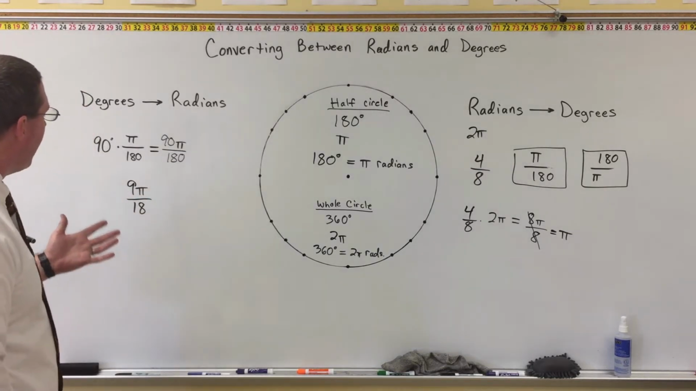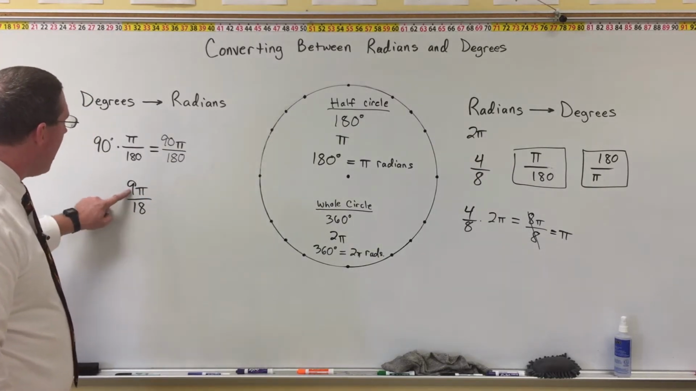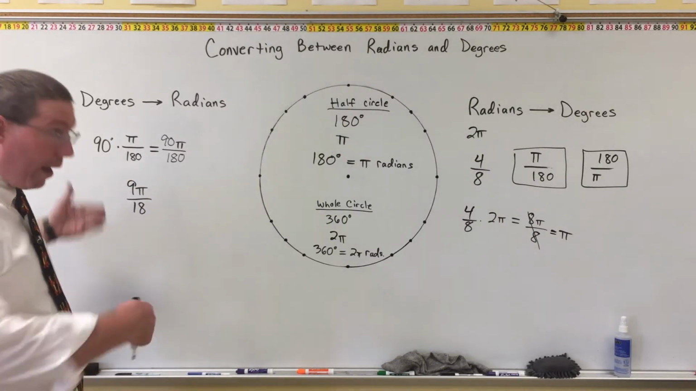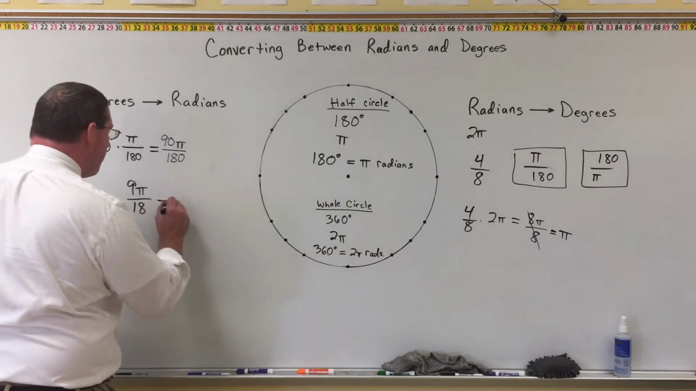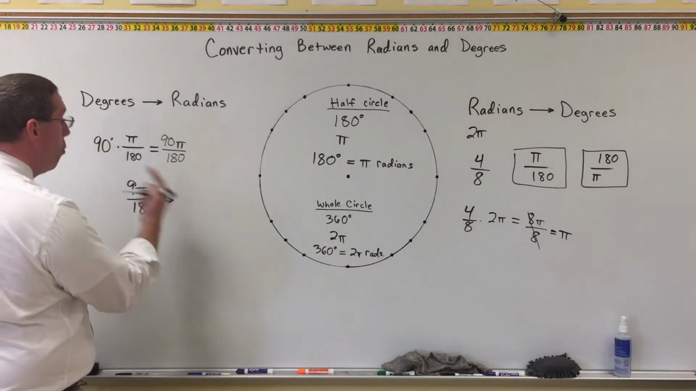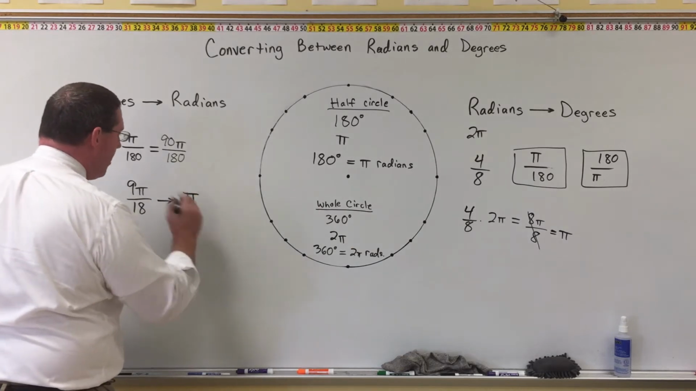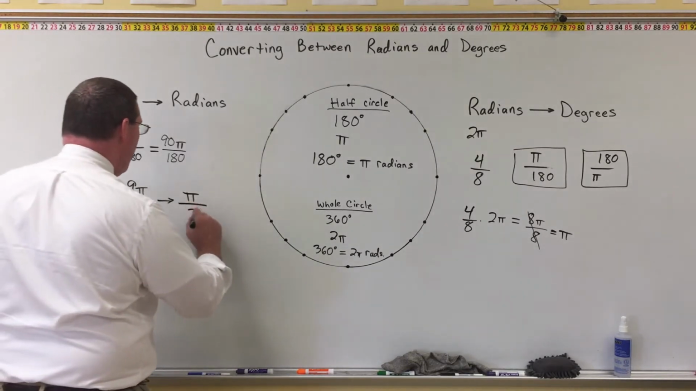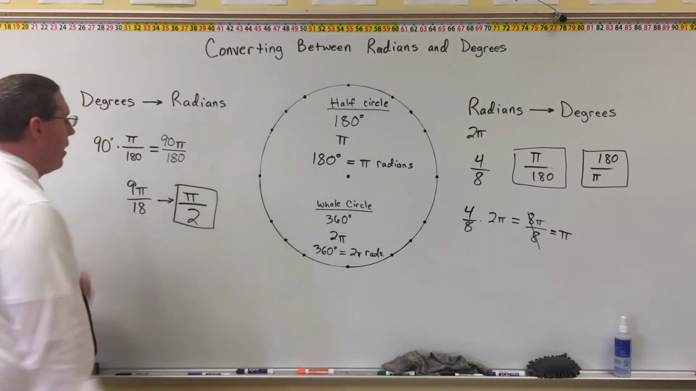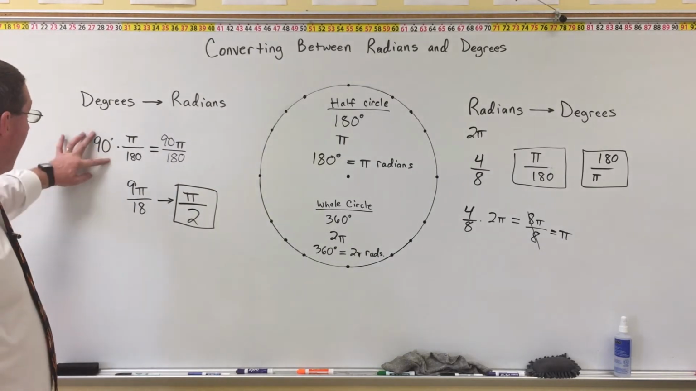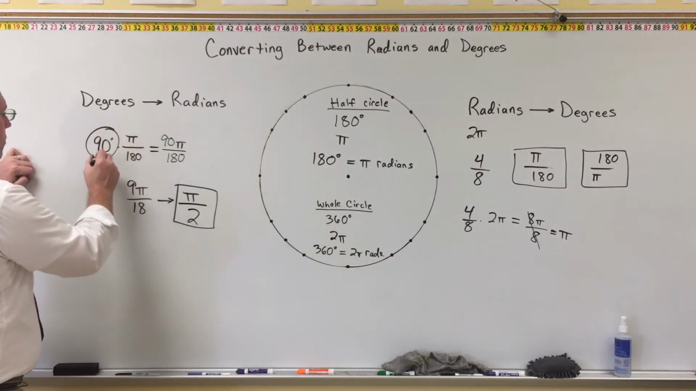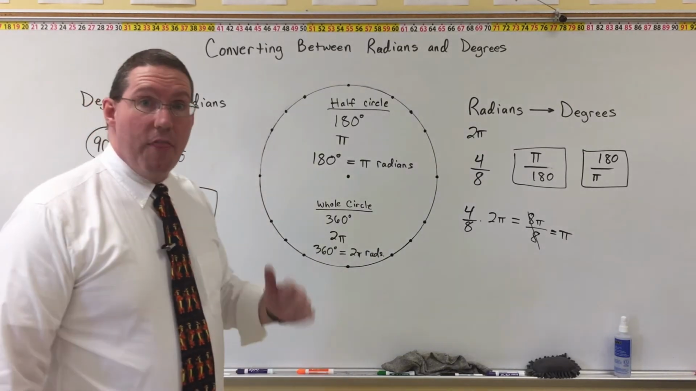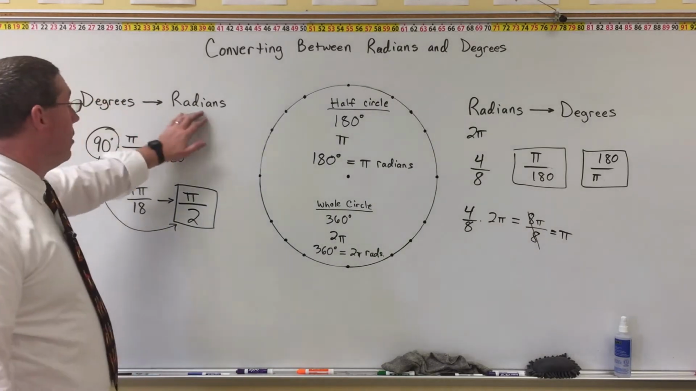But now I look at it again and I say, hey, wait a minute. I also know that 9 is divisible by 9 and 18 is also divisible by 9. So I can reduce it even further. So this is actually going to become 9 divided by 9 is 1. So that means I'm just going to put pi. I'm not writing 1 pi, just pi. 18 divided by 9 is 2, and therefore my final answer is pi over 2 radians. So a 90-degree angle is the same thing as a pi over 2 radians angle. That is how we convert from degrees into radians.